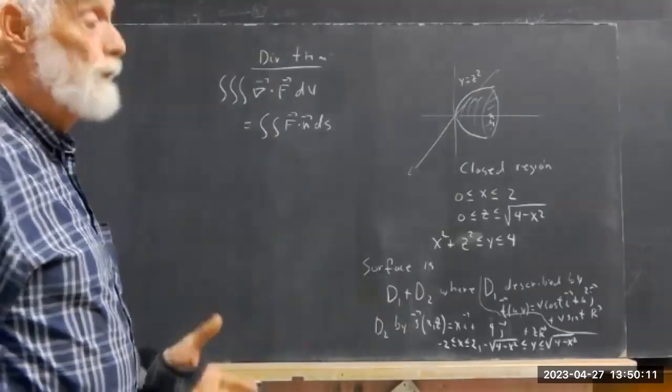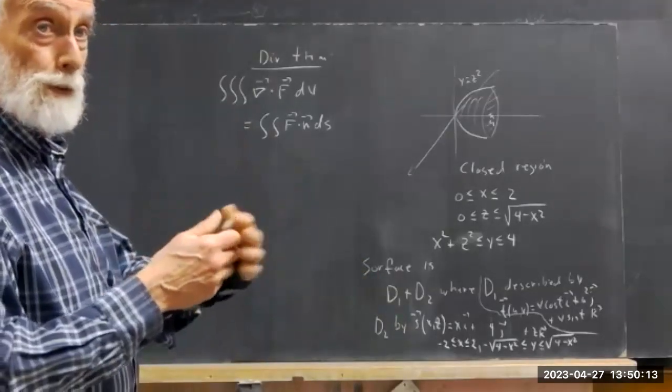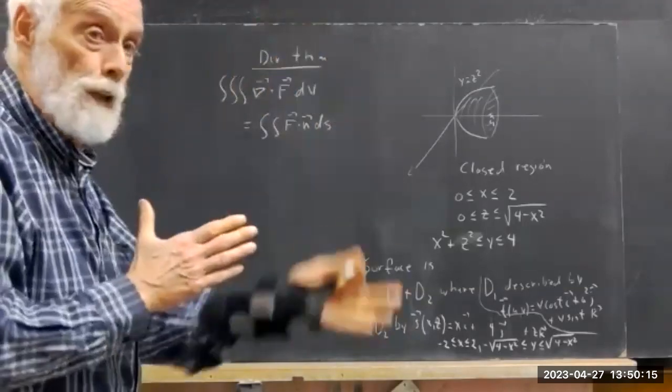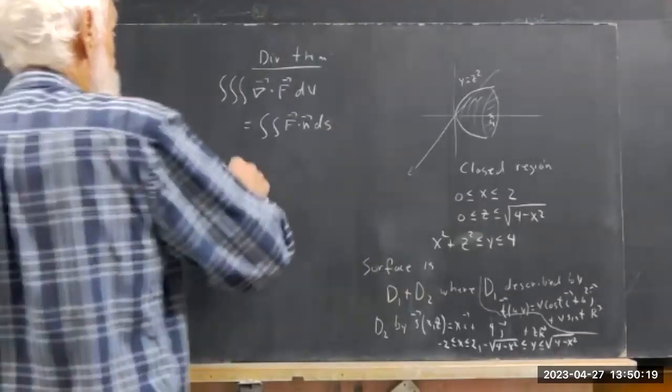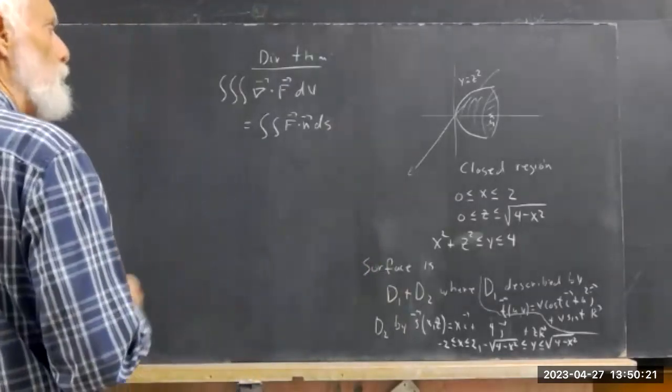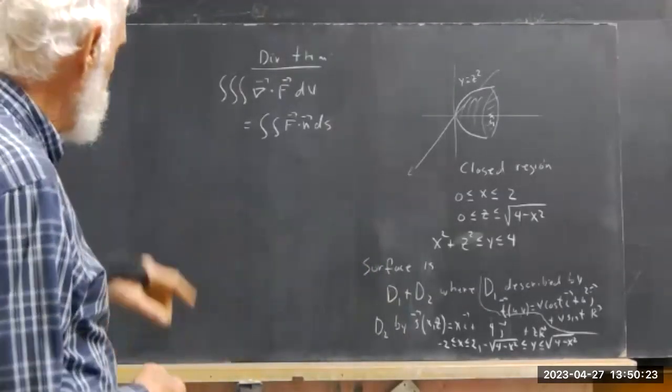It's for that reason that you get the flux. It's a component of F crossing the surface. We'll probably talk more about that next week, but we've already talked about it in the previous chapter.